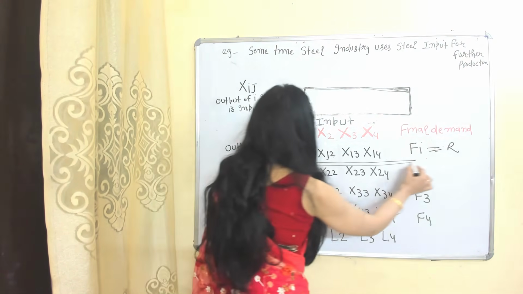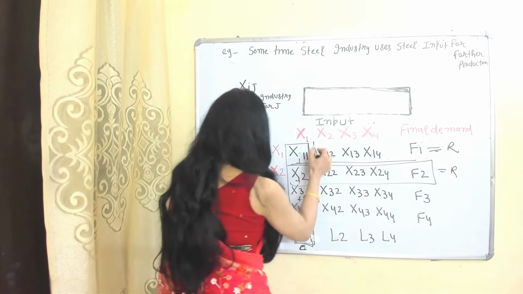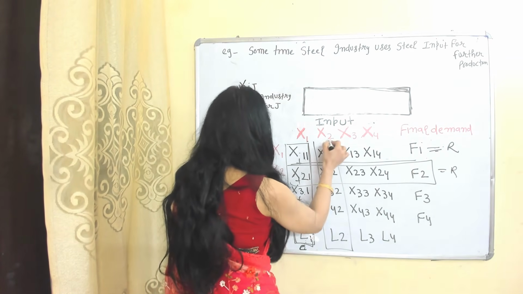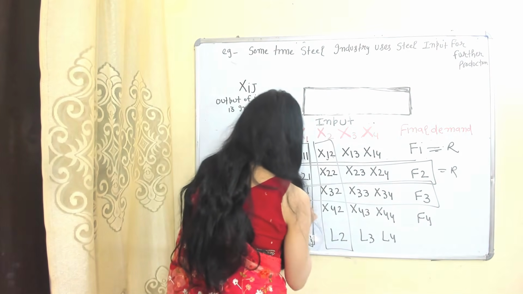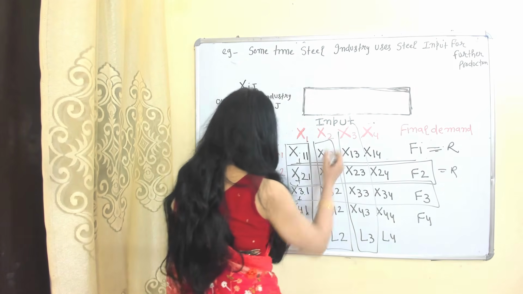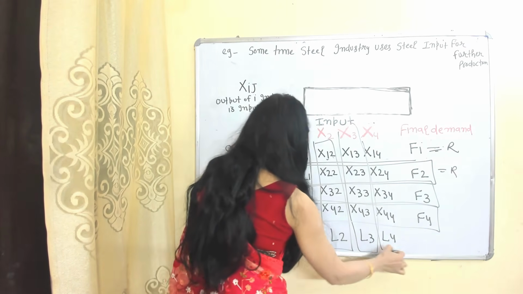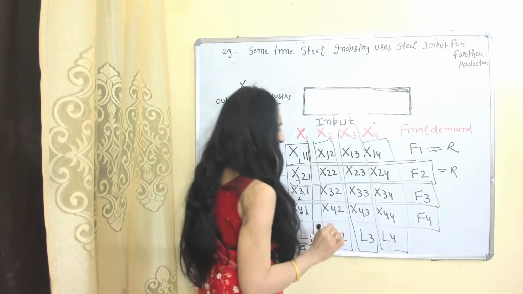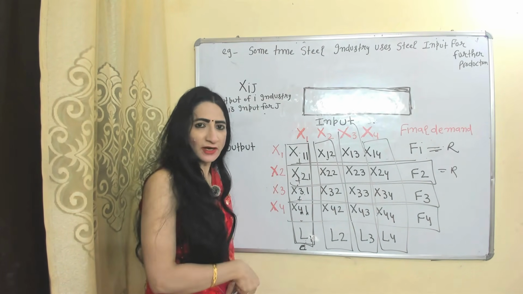Similarly, this will be called the revenue of the second industry and this will be called the cost of the second industry. Similarly, this is the revenue of the third industry and this is the cost of the third industry, and this is the revenue of the fourth industry and this is the cost of the fourth industry. So in this way you can calculate the cost and revenue of all industries.